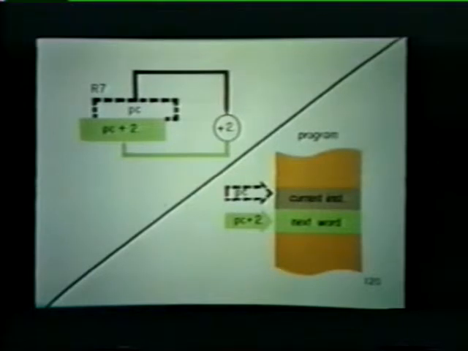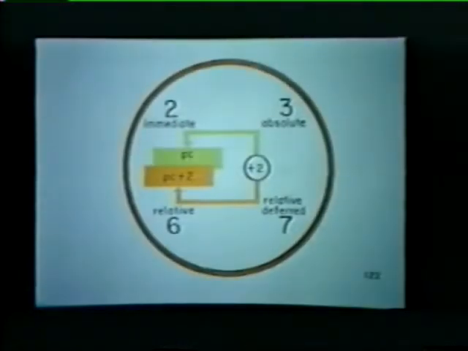Whenever the processor fetches an instruction from memory, it automatically advances the PC by 2. As a result, the PC points to the next word in the program. This action occurs independent of the addressing mode chosen. We can combine this automatic advancement of the PC with 4 of our basic addressing modes to produce 4 special PC modes. These special PC modes are called immediate, absolute, relative, and relative deferred.